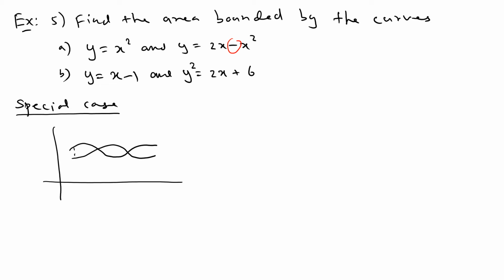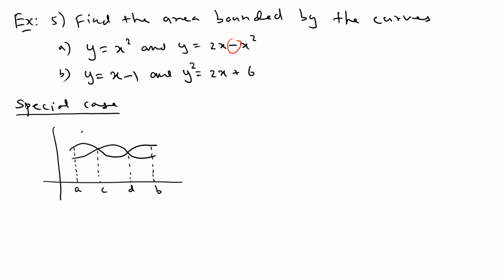So let's say you want to find the enclosed area between these two curves. What you're going to do in this case is you need to find all the intersection points in the middle as well. So, case C. Now what we're going to do, we're going to split.